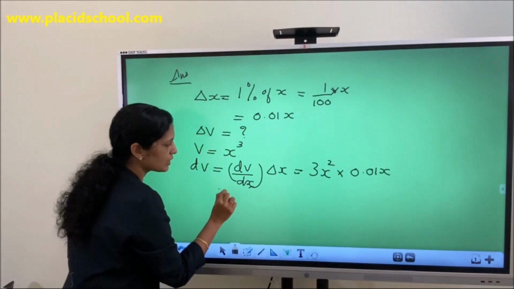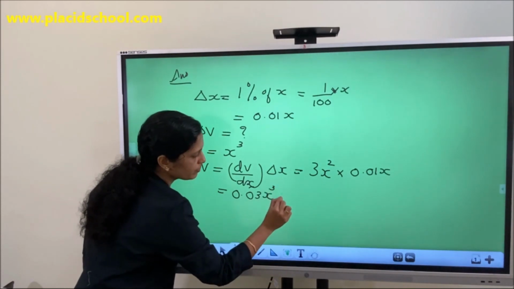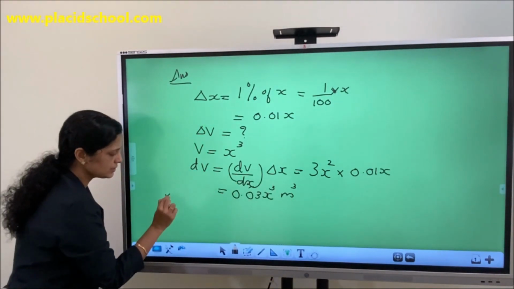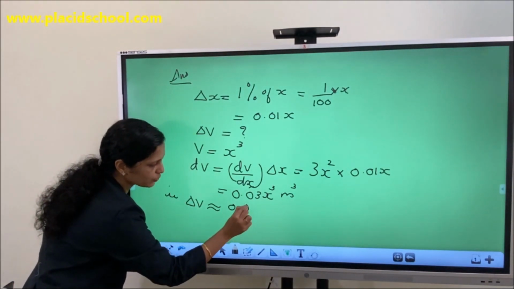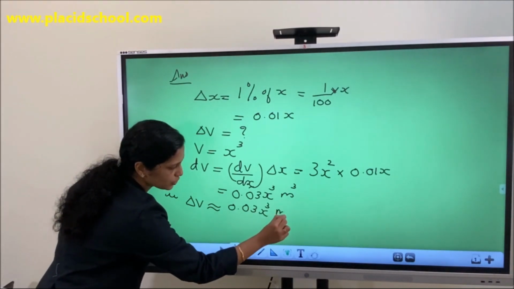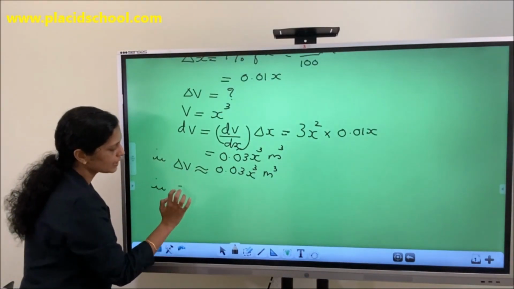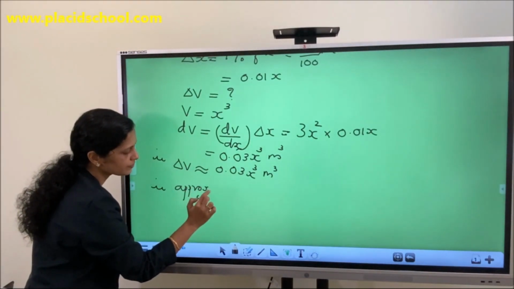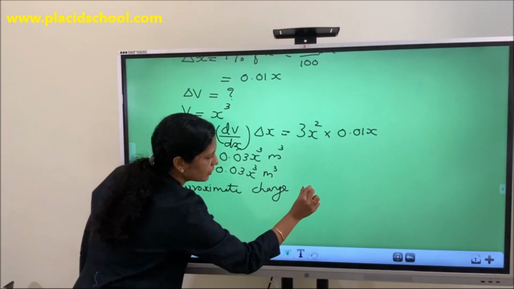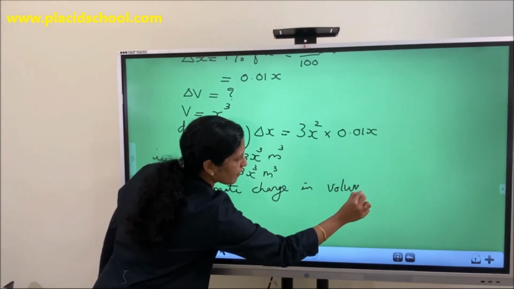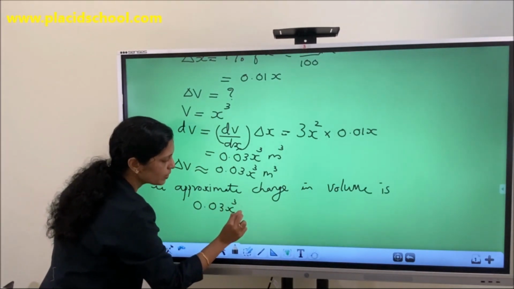into delta x, which is 0.01x. Therefore, the answer is 0.03 x cube meter cube. That is, delta V is approximately equal to 0.03 x cube meter cube. That is the approximate change in volume: 0.03 x cube meter cube.